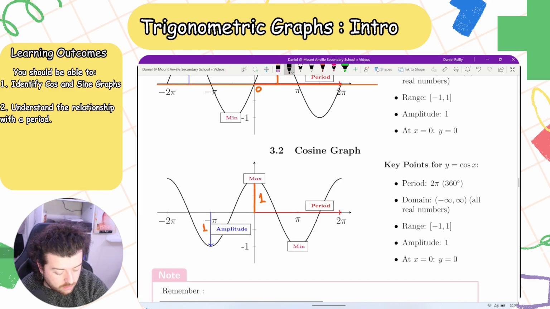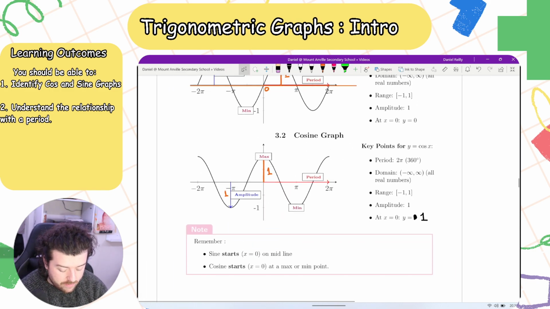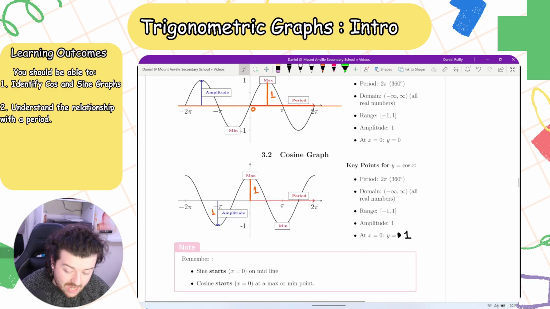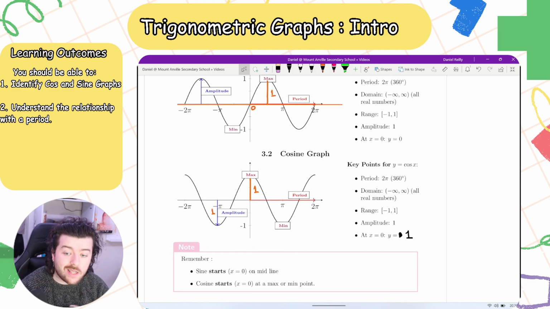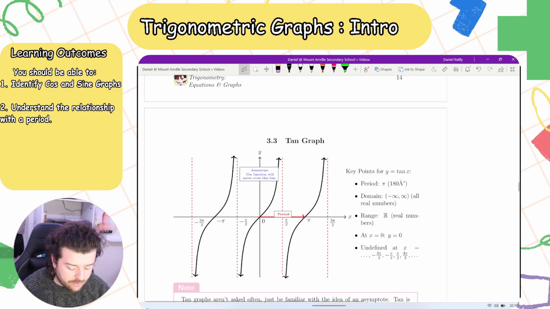And what's important about the cosine graph is at x is 0, y is equal to 1. Oopsies, I made a mistake. What do I mean by that? So remember this: sine starts when x is 0 on the midline. Cosine starts on a maximum or a minimum point. We're going to learn about orientation now and at the end of the video. But sine starts at the midline. Cosine starts at maximum. Cosine, maximum; sine, midline.